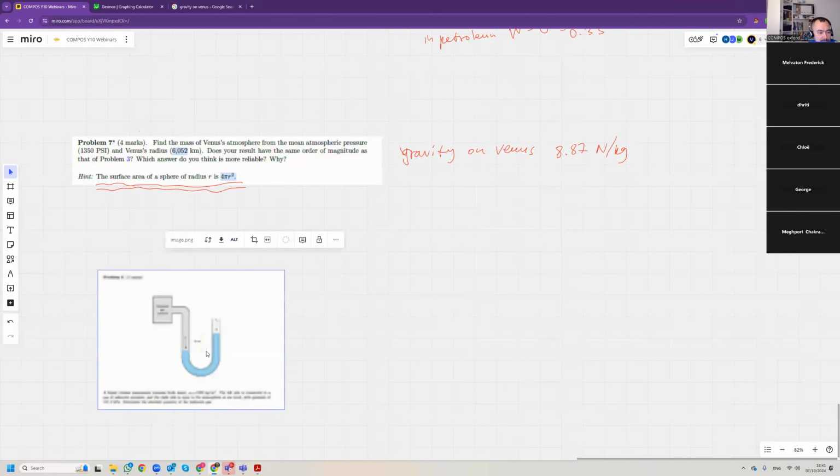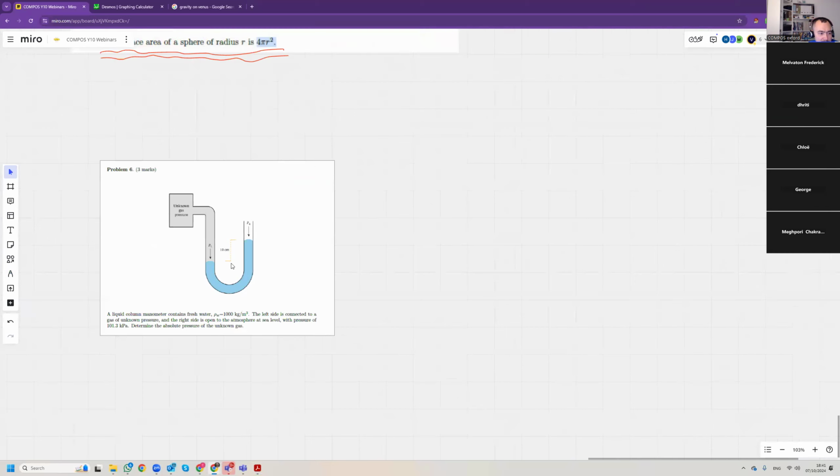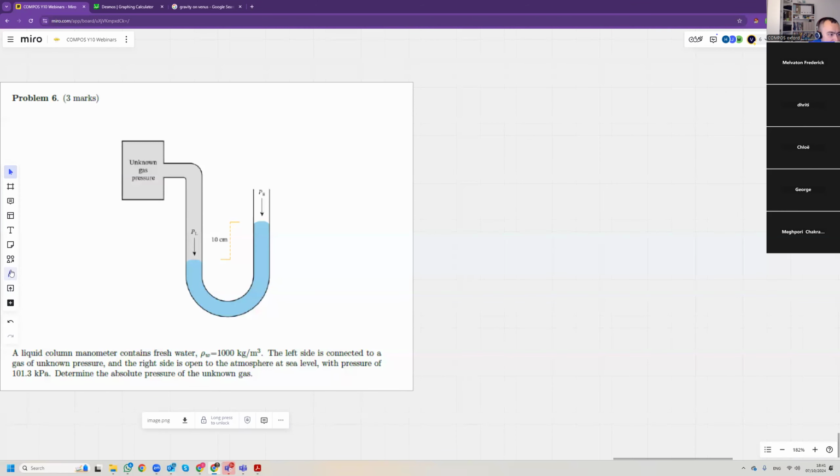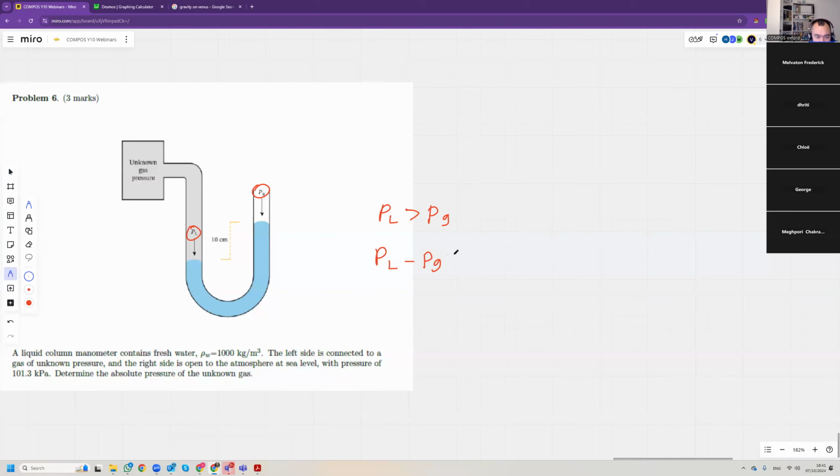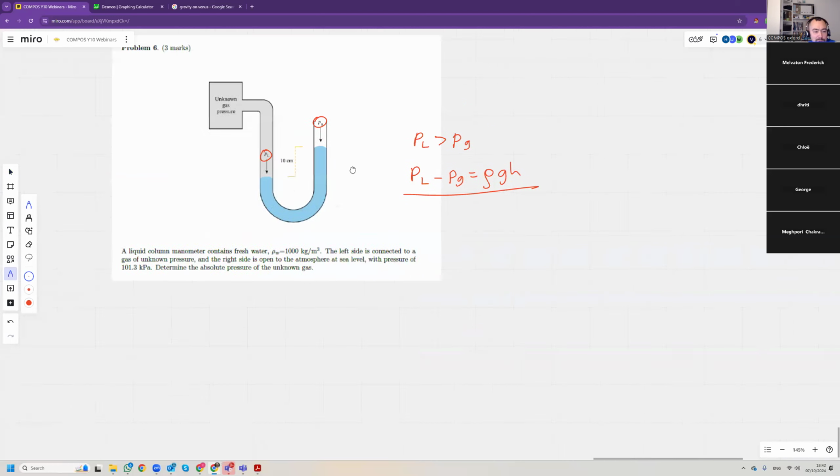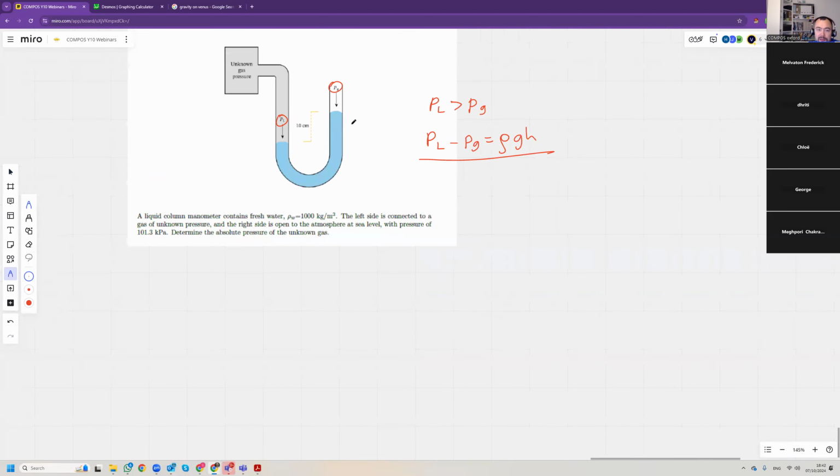So the pressure here and the pressure here. So the PL is greater than the PG, and PL minus PG is rho GH. You can use that. Rho GH is the density. The rho is the density of the liquid.